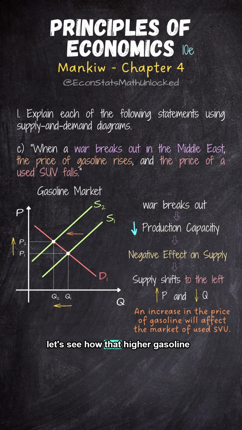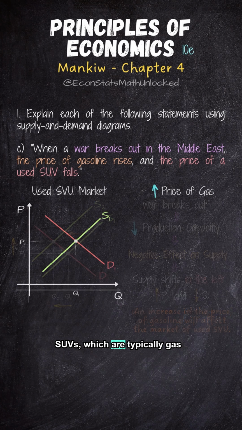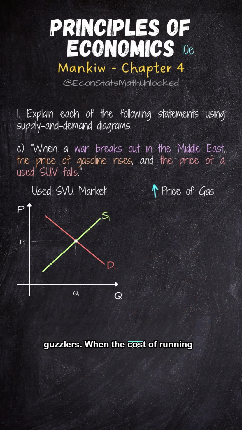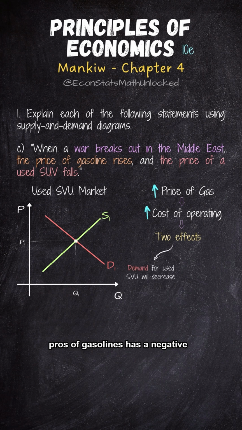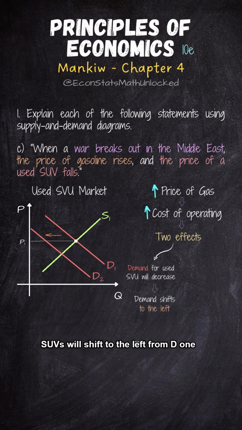Now, let's see how that higher gasoline price affects the market for used SUVs, which are typically gas guzzlers. When the cost of running the SUV, gasoline, rises, people find the car less desirable. And we will have two effects. The increase in the price of gasoline has a negative impact on the demand curve for used SUVs. The demand for used SUVs will shift to the left, from D1 to D2. Gasoline is a complementary good to the SUV.